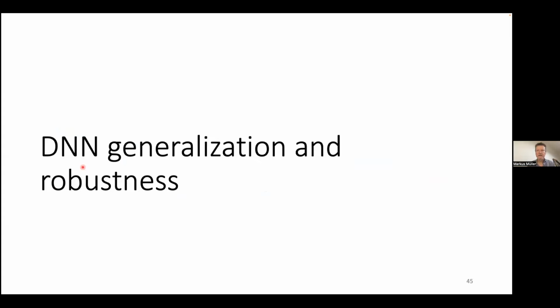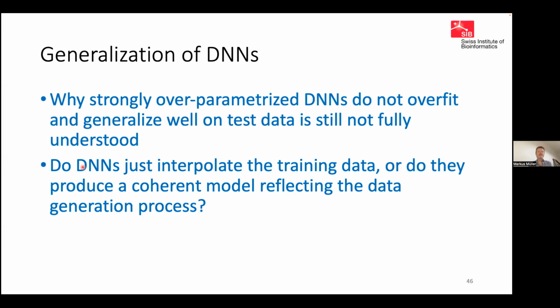Okay, maybe this was quite a technical part here, and we want to now go on to the next part and discuss a bit how well these deep neural networks can actually generalize and how robust this generalization is. There's a lot of progress being made in understanding how these deep neural networks actually work, these highly over-parameterized ones. But at least I'm not aware of an overarching mathematical description that really describes that well. It also depends very much on the architecture and on the data you have. And so it's probably difficult to come up with something that explains it all.